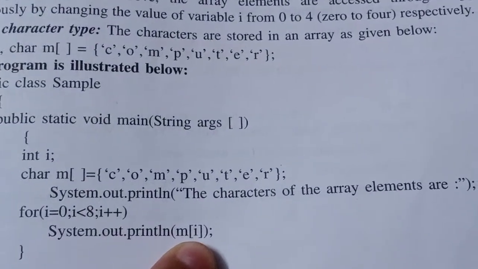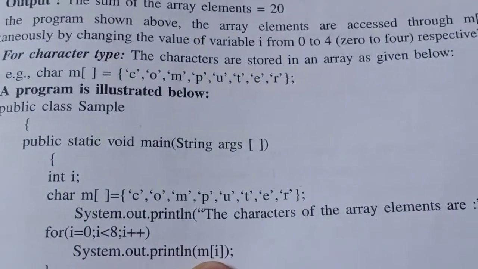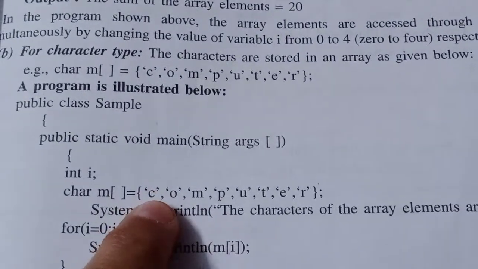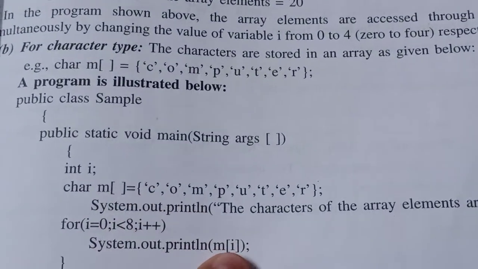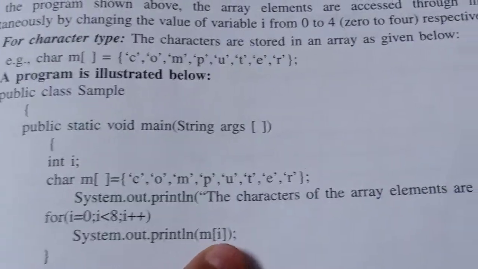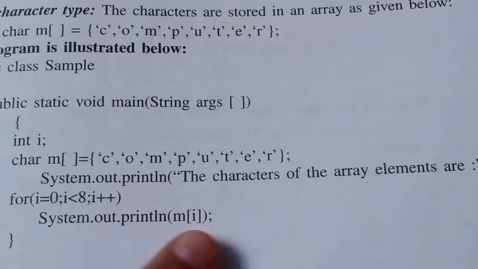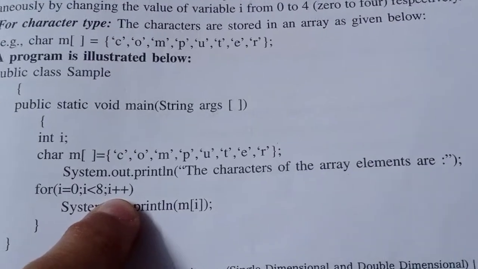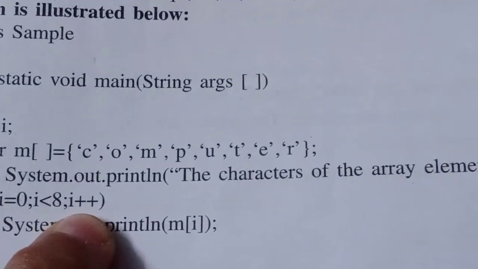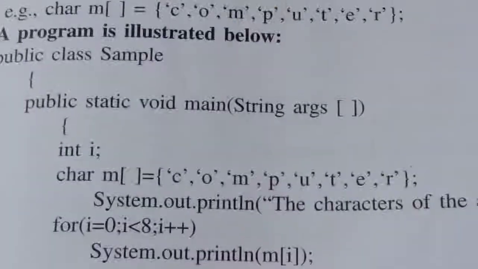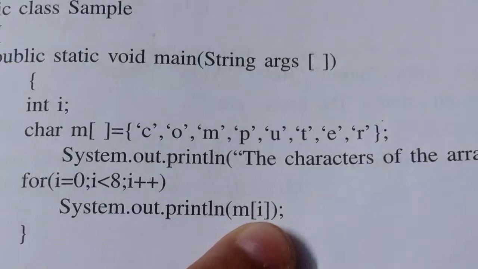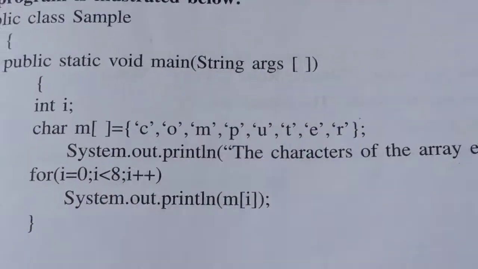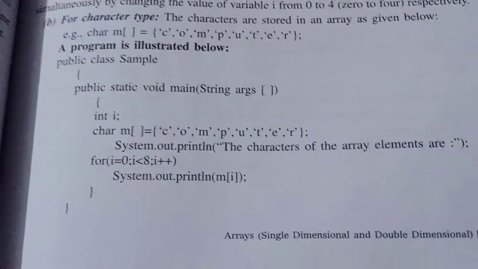System.out.println m i. What is on m i? First I will be 0. What is on 0? C. M I means I am 0 means C will display. Then I plus plus, next value of 0 will next value 0 plus 1, that is 1. What is on m i? M i means 1 and next element will print. This way one by one next to next element will be displayed.